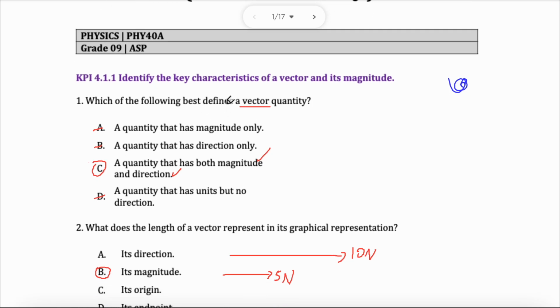What is the best definition of a vector? A vector is something that has size and direction, magnitude and direction. In this case, A is wrong because it says magnitude only, so I will not pick A. Direction only, that is wrong, I will not pick B. Both magnitude and direction is correct, so I will pick C in this case. D is wrong because it says no direction.